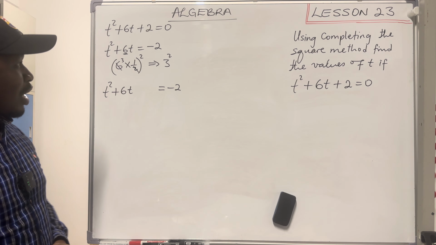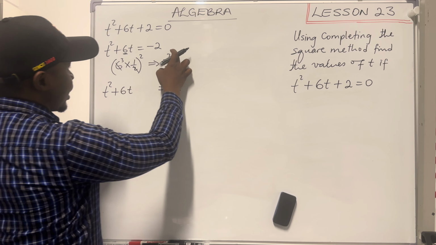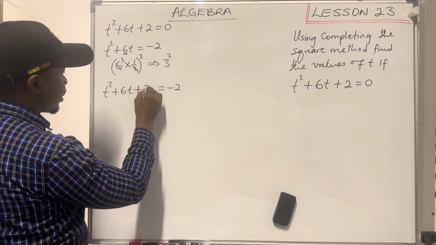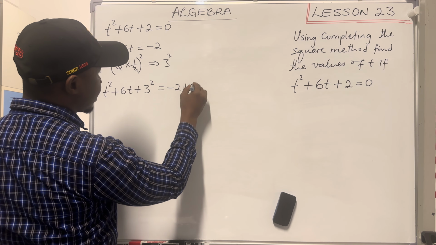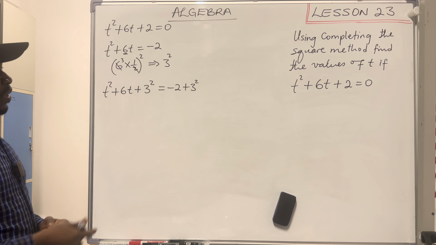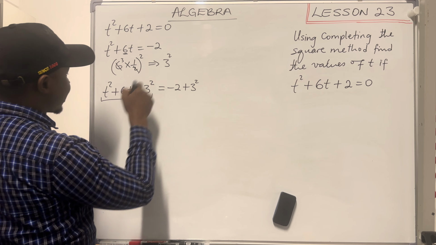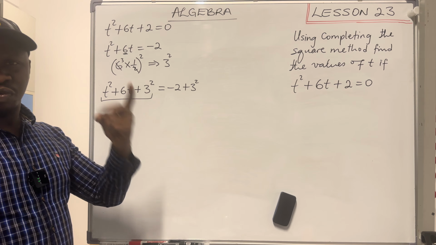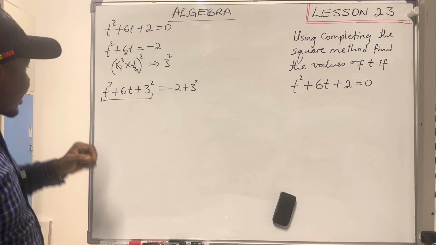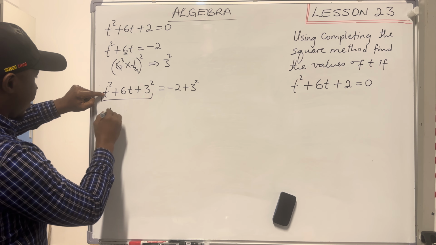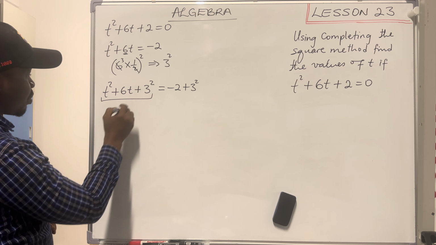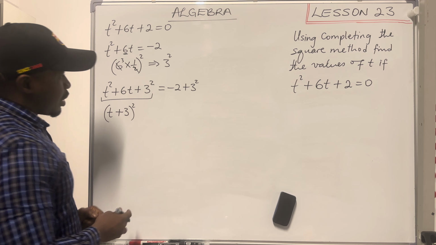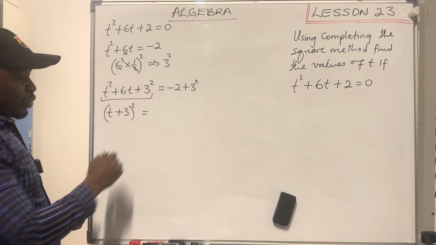See what we have to do now. Now this 3 squared is what we add on both sides. We add it here, 3 squared. We add it here, 3 squared. So this will now give us a bracket of t plus 3 times itself. How do we get that? This is t, this is 3, but the sign is plus. So this is what we have.